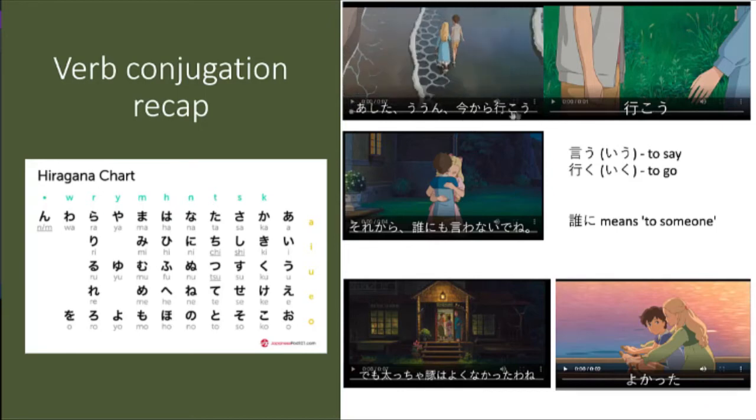So 今から行こう. So ashita is saying no, tomorrow. Ima kara, right now. Ikou. Again, iku is a verb. You can just go, iku, and go to the ko column, add the u hiragana at the end, ikou.